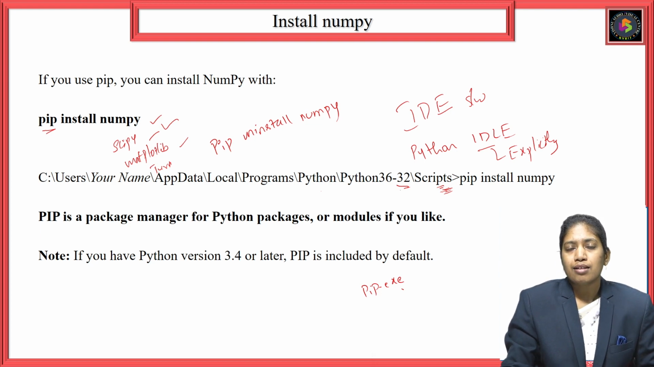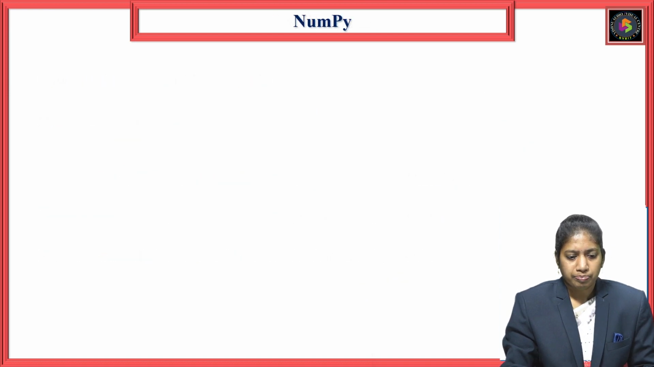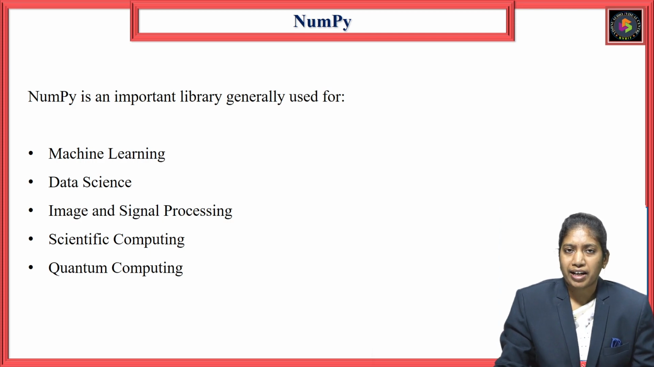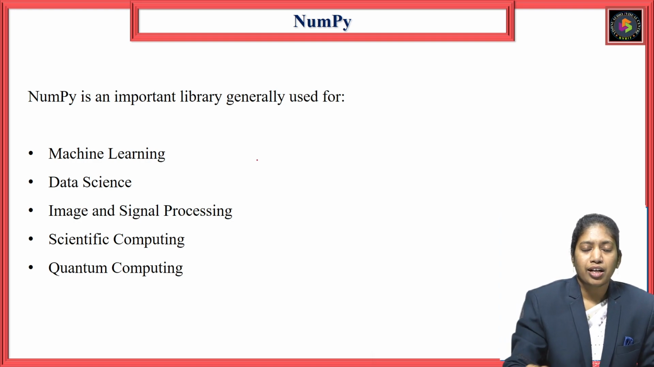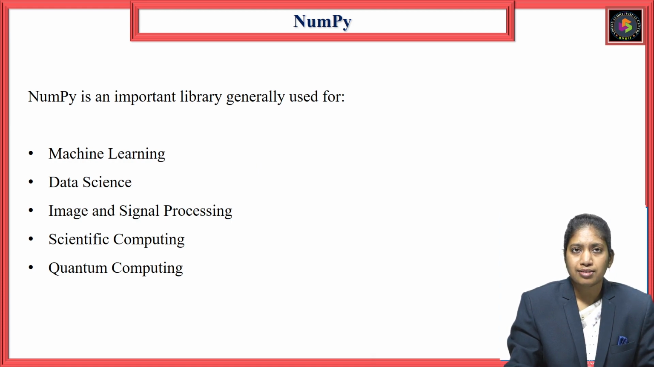Whereas in IDE software, integrated development environment software like Anaconda, Jupyter, PyCharm, it is there by default. Some packages and libraries are already provided. If not, if we need anything extra, we need to install those packages externally in the IDEs also. So pip is a major tool that helps us install these libraries. So what is NumPy? NumPy is an important library generally used for machine learning, data science, image and signal processing, scientific computing, and quantum computing.